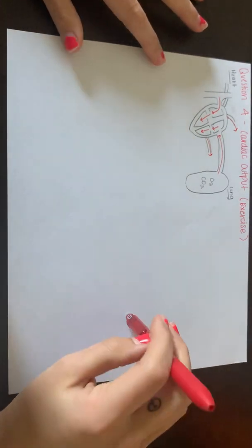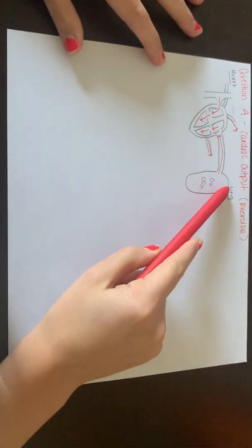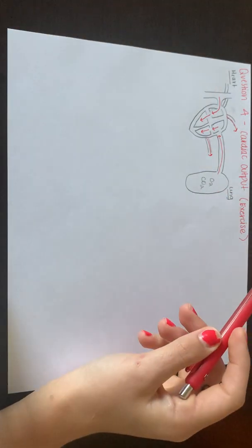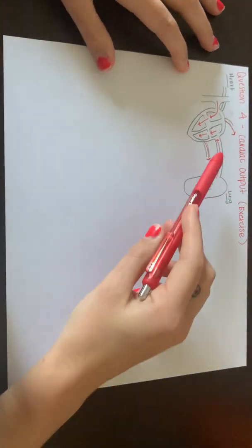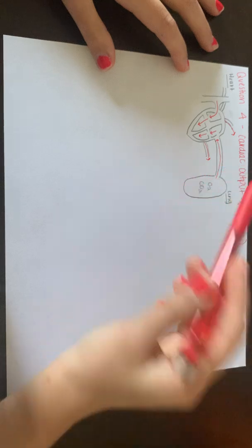Alright, so now for question number 4 in my oral exam, we're going to talk about cardiac output and what exercise has to do in effect to it. So first we're going to talk about the blood flow through the heart and through the body.